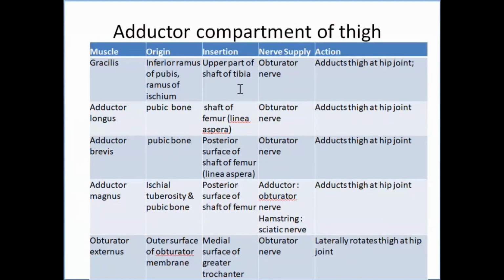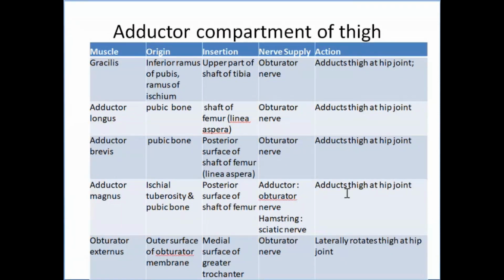The gracilis will be inserted over the tibia. The longus, brevis and magnus are all inserted over the posterior surface of the femur. And obturator externus over the medial surface of the greater trochanter. What is the nerve supply? All these muscles will be supplied by the obturator nerve. So the medial compartment will be supplied by the obturator nerve.